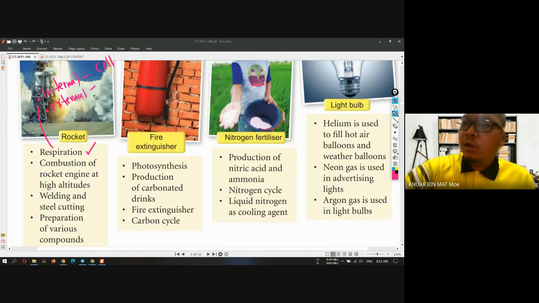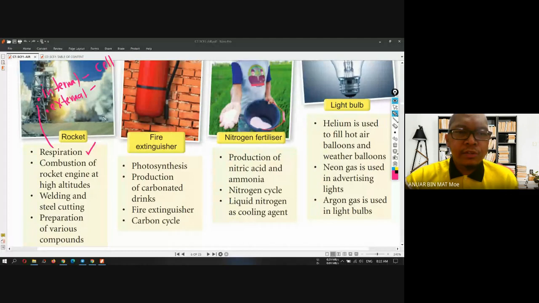So overall, respiration means the use of oxygen. All living things on the earth use oxygen. Okay, so this is respiration. One of the important uses of oxygen gas is respiration. Okay, how about number 2? Number 2 is the combustion of engine and rocket. Combustion means pembakaran. Okay, combustion maksud dia pembakaran.